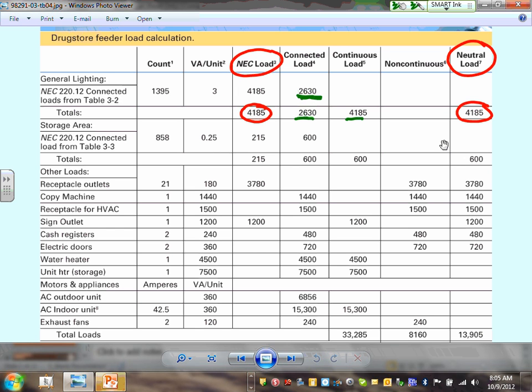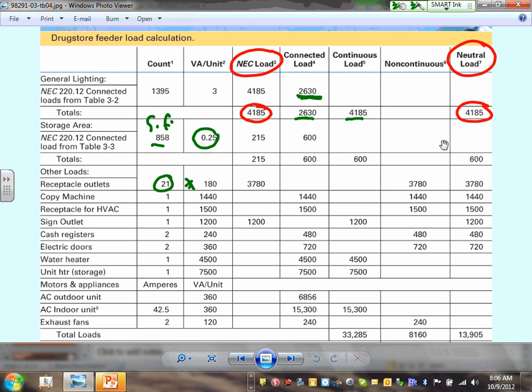For the storage area, they did the same thing. Instead, they took 0.25 times the square foot of the building of the storage area. They did the same calculation. Receptacles. They have 120 receptacles, multiplied them by this amount, right? And they added them by the volt amps. They added all the other receptacles.